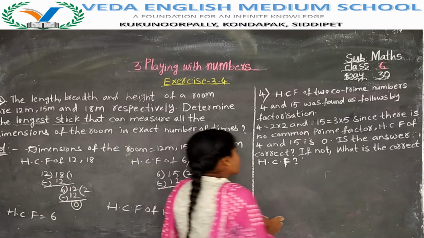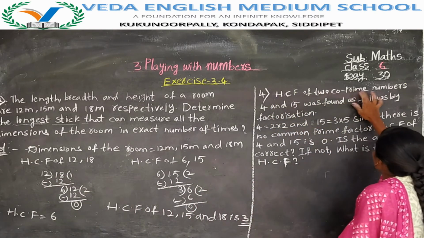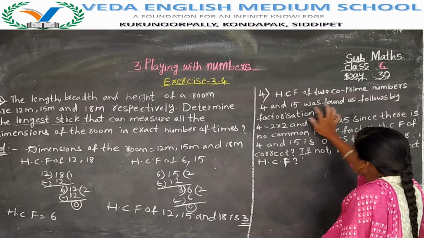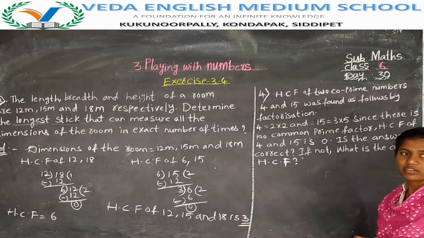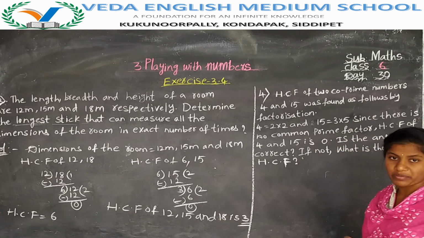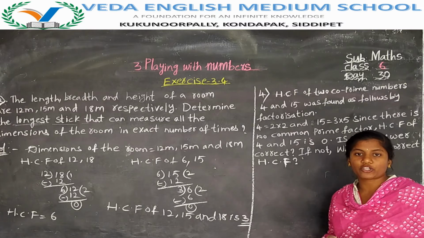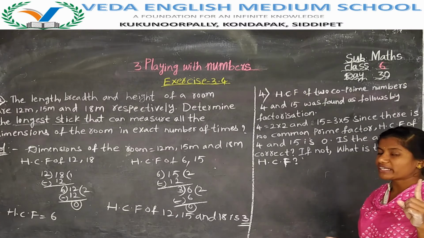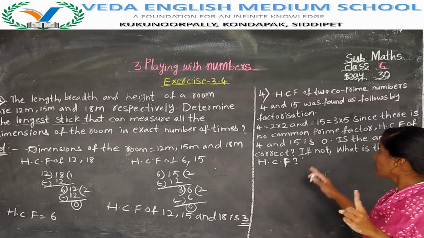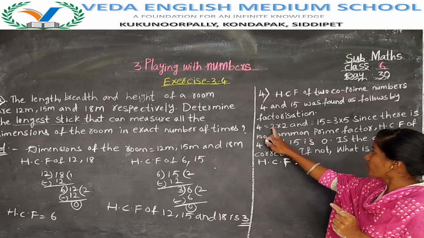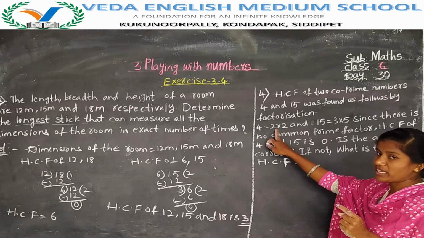Next, fourth question. The HCF of two co-prime numbers 4 and 15 was found as follows by prime factorization. What is the definition of co-primes? If two numbers are said to be co-primes, they should have exactly one common factor, that is 1. They found it like this, by using prime factorization.